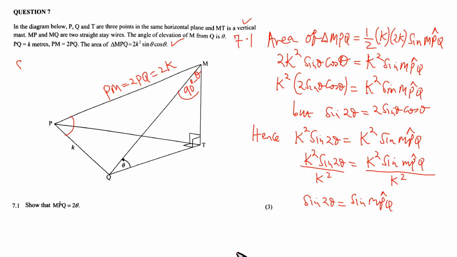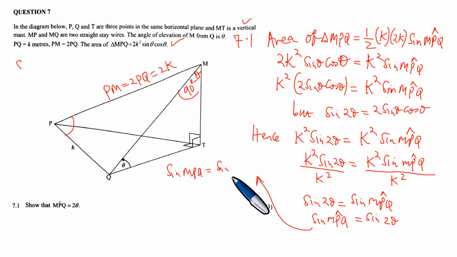Okay. So what is the answer to this now? Okay, so we have the answer already. So in the end, what do we achieve? Right, so it means we can solve this one here because we want to solve for MPQ. So we can write the sine of angle MPQ is equal to the sine of 2 theta. We proceed to this side. Right, in this case, we have the sine of MPQ is equal to the sine of that one.